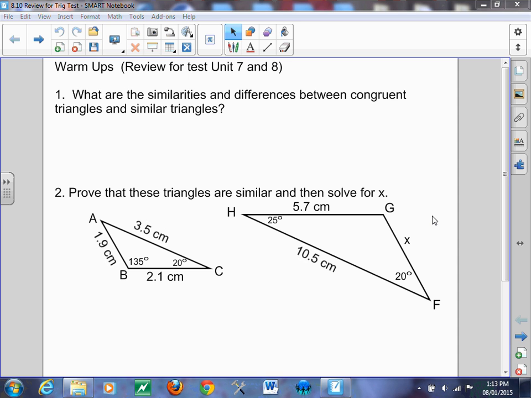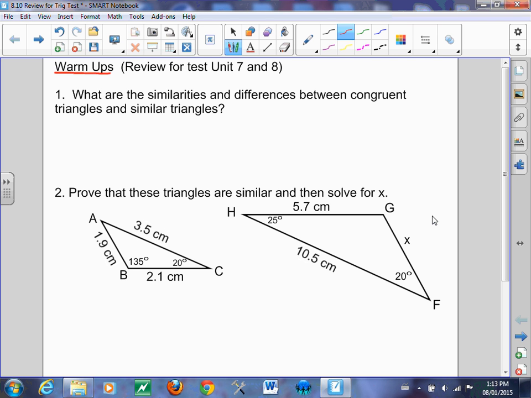And welcome to the review lesson, which is 8.10, our last video for Unit 8. So for warm-ups, ladies and gentlemen, I want to make you remember that this test coming up has similar triangles, congruent triangles, and trigonometry, which includes SOHCAHTOA, sine law, and cosine law. So for the warm-ups, let's deal with Unit 7 stuff.